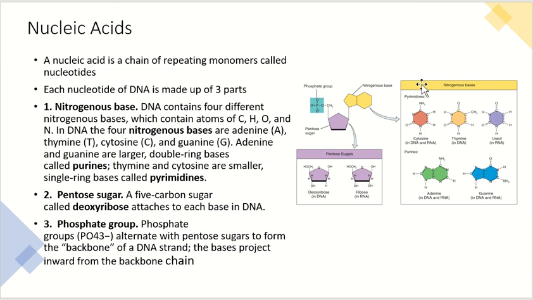We've got our nitrogenous base, which is one of 5 nitrogenous bases here. So DNA is 4, technically. DNA is going to contain 4 nitrogenous bases, which are all going to contain carbon, hydrogen, oxygen, and nitrogen. So in DNA, the 4 nitrogenous bases are going to be adenine, thymine, cytosine, and guanine. So adenine and guanine are larger, and they're going to be double ringed. These bases are called purines.